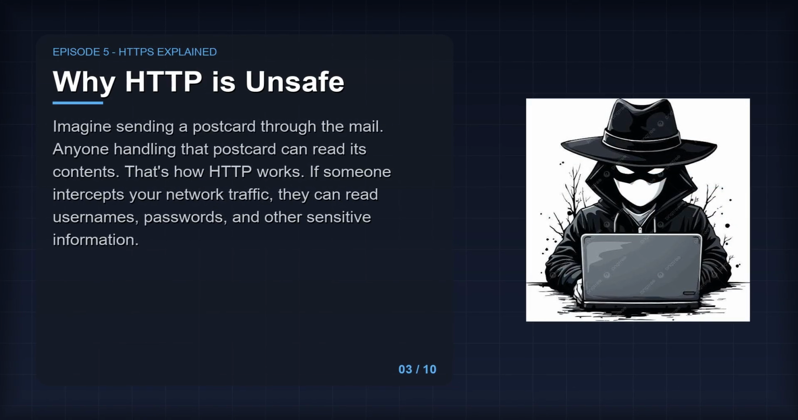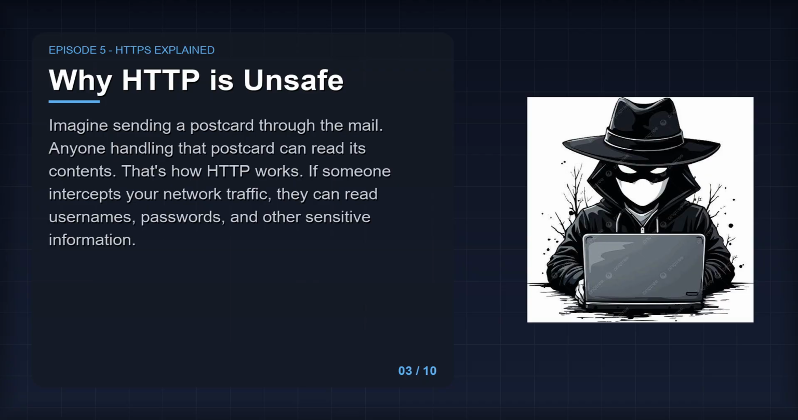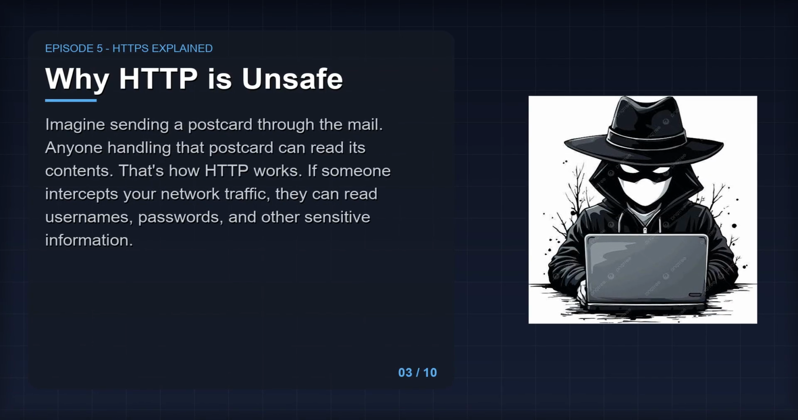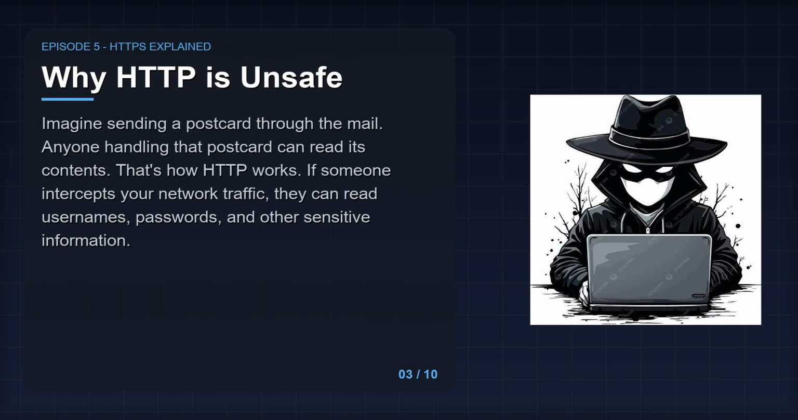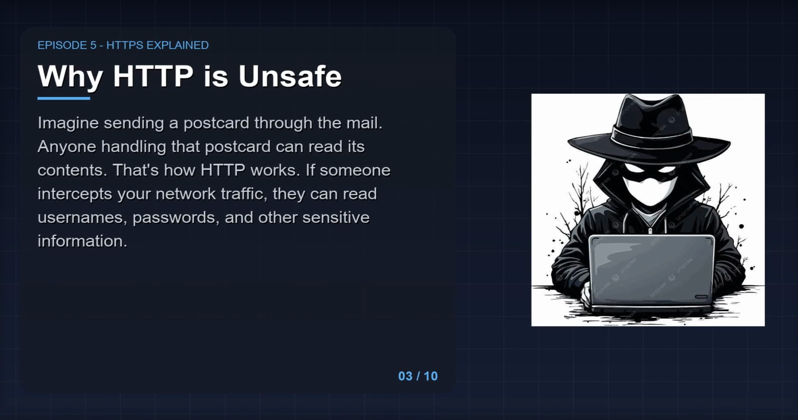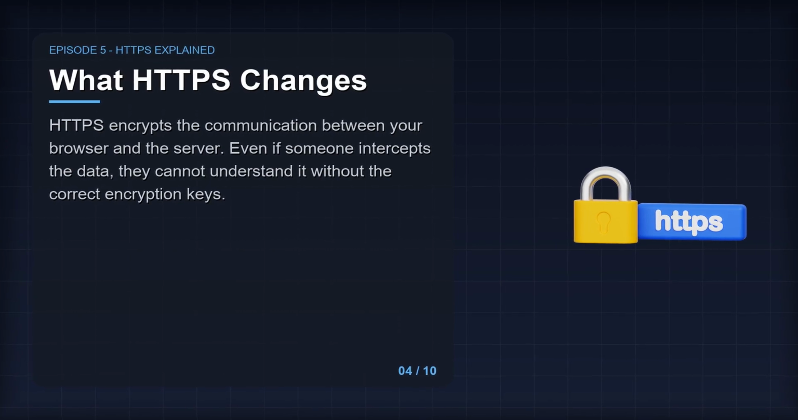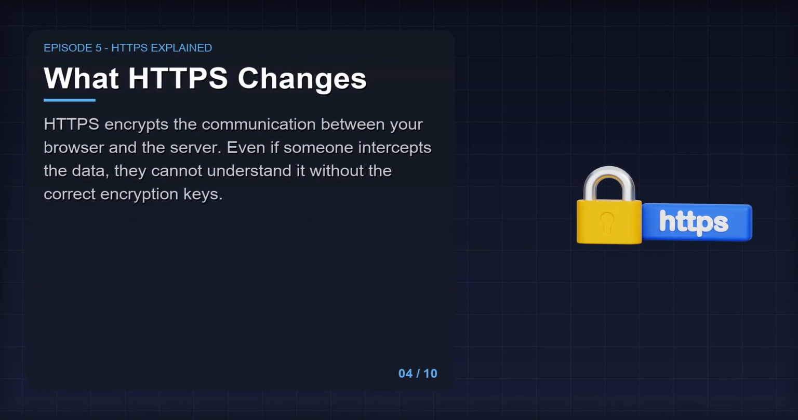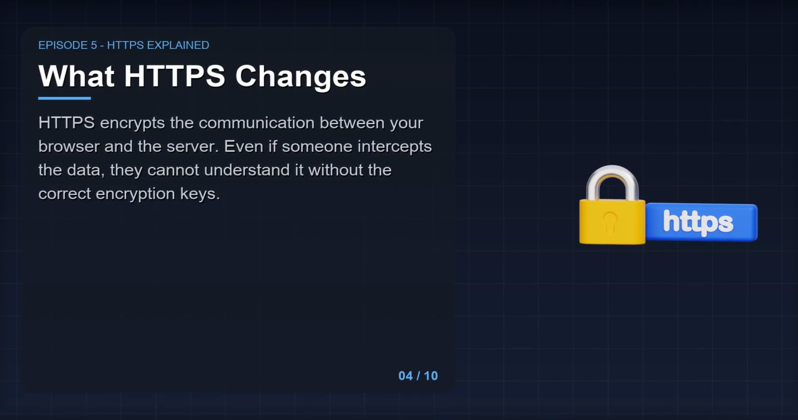Imagine sending a postcard through the mail. Anyone handling that postcard can read its contents. That's how HTTP works. If someone intercepts your network traffic, they can read usernames, passwords, and other sensitive information. HTTPS encrypts the communication between your browser and the server. Even if someone intercepts the data, they cannot understand it without the correct encryption keys.